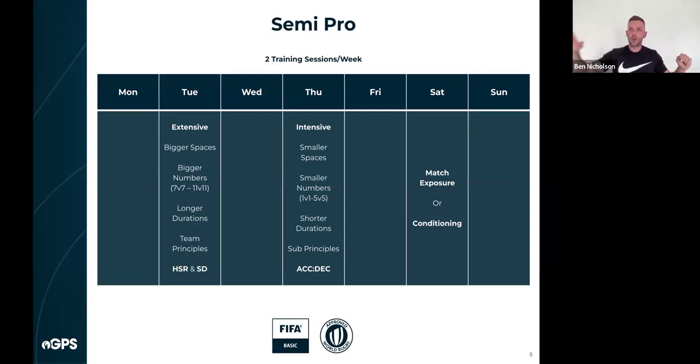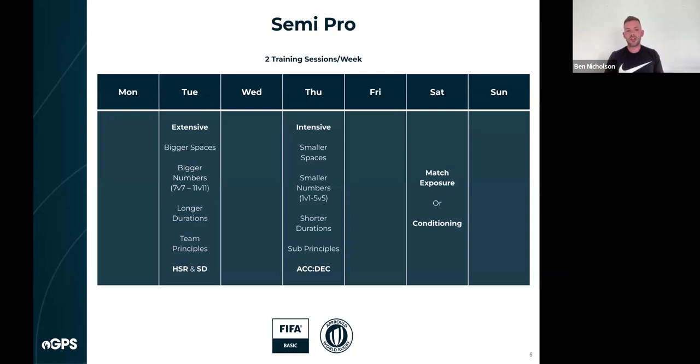And then on the Thursday, you're probably able to see that and go, well, okay, we've not really given the players a chance to get up to speed because we're using a smaller pitch size. But the mechanical load and the technical load is there because of the opportunity we've given them to speed up, to slow down, to accelerate, to decelerate in these smaller areas.